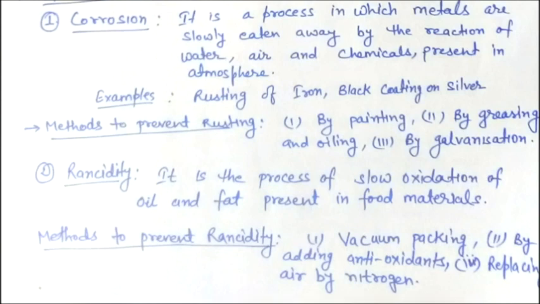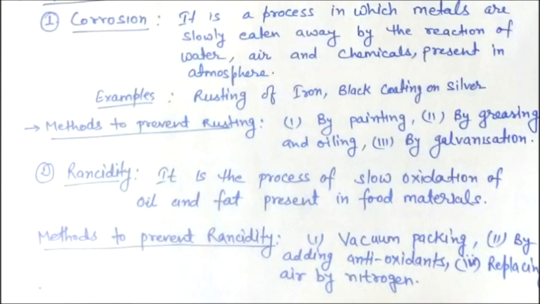Then the last topic is rancidity, which is the process of slow oxidation of oil and fat present in food materials. Methods to prevent rancidity. See, what are the harmful effects of rancidity? If you leave your food for some time, you will find that there is a bad smell or bad taste in it. It is because of the slow oxidation of oil and fat which are present in your food. They are volatile compounds in nature.